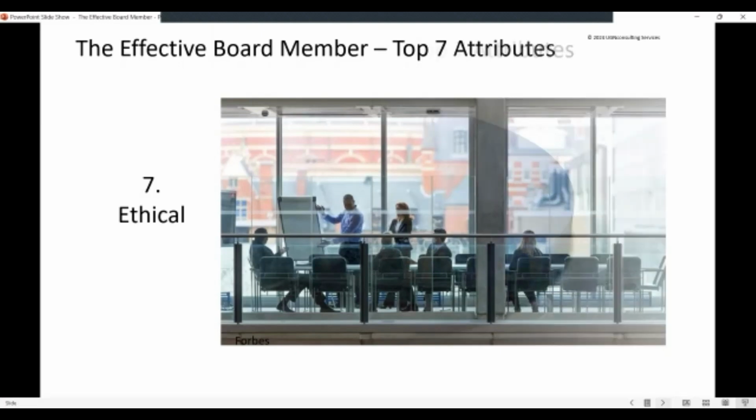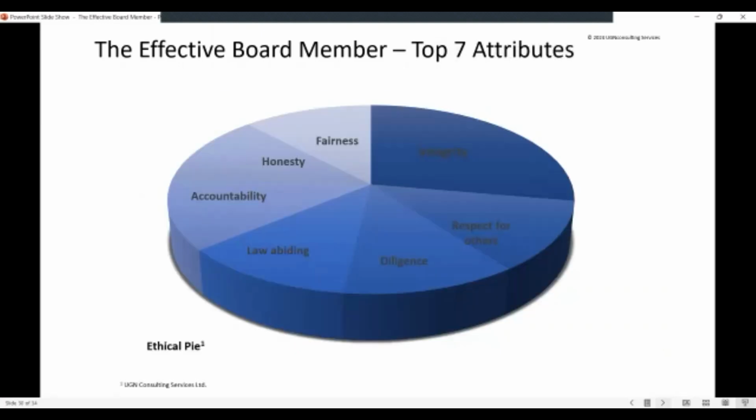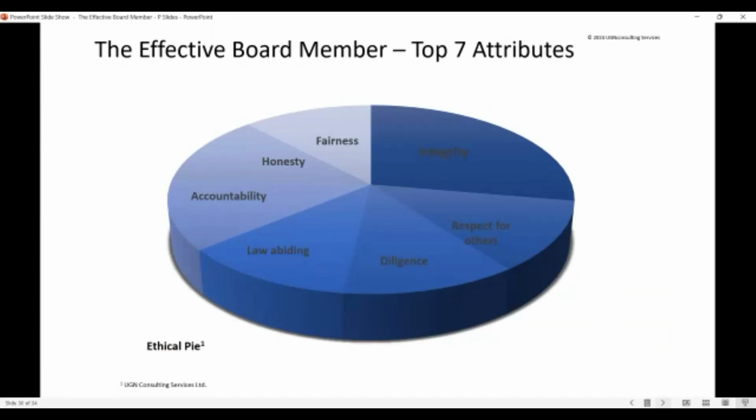And in UGN, we came up with what we call the ethical pie, which we always advocate for every professional, and more so board members, to have in your bag of life. That's just the key aspects of ethics. You have integrity, respect for others, diligence, law abiding, which you can also call discipline, because the board sets the ethical tone at the top. So we have accountability, honesty, fairness. These are key ethical principles that any board member should always have and develop.